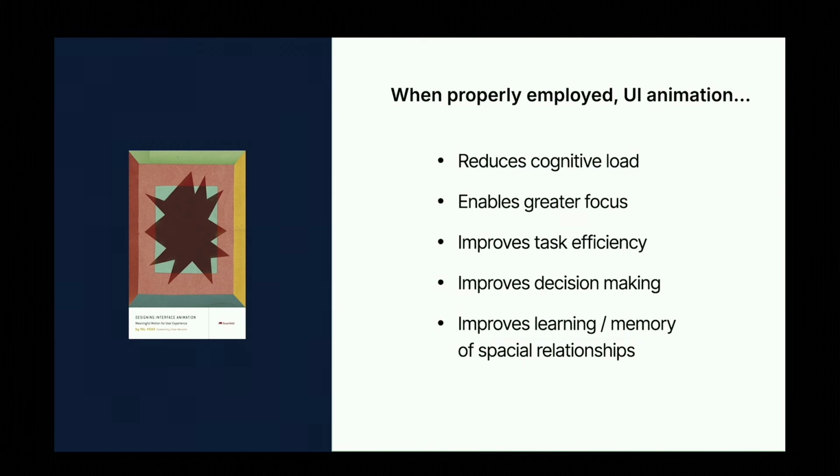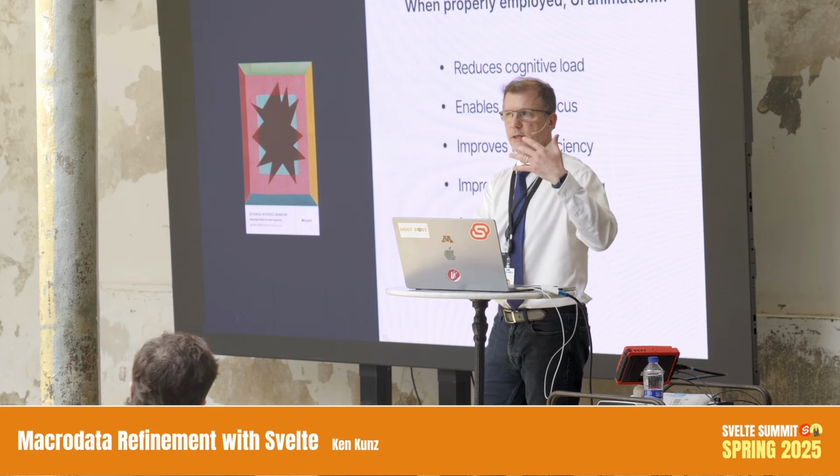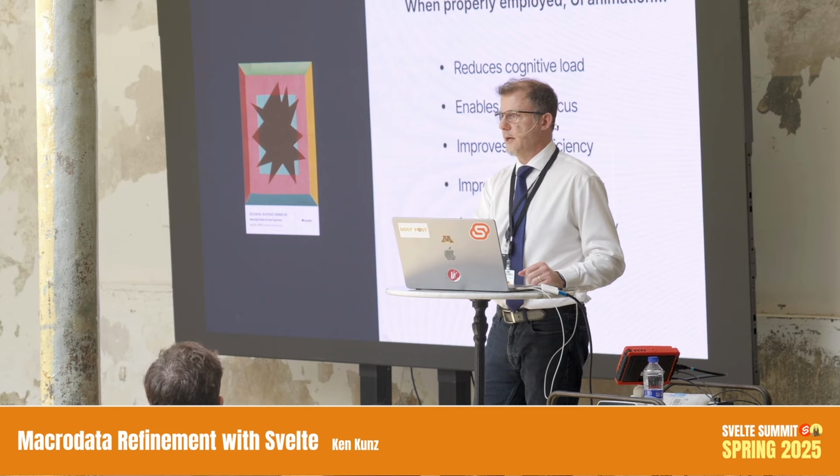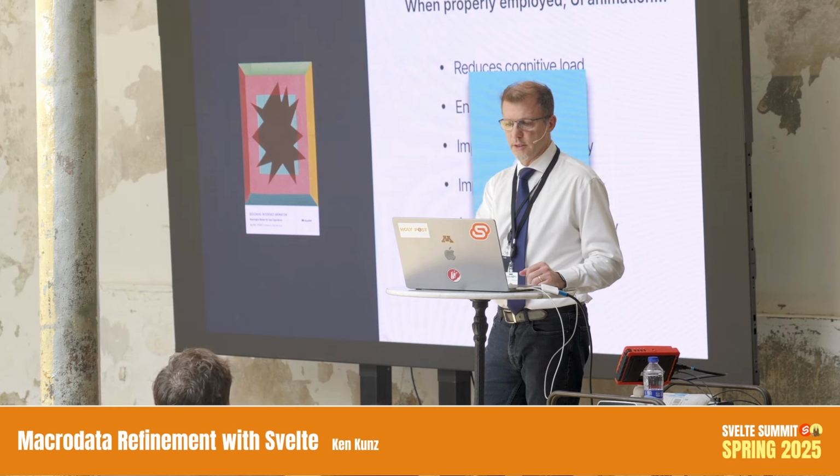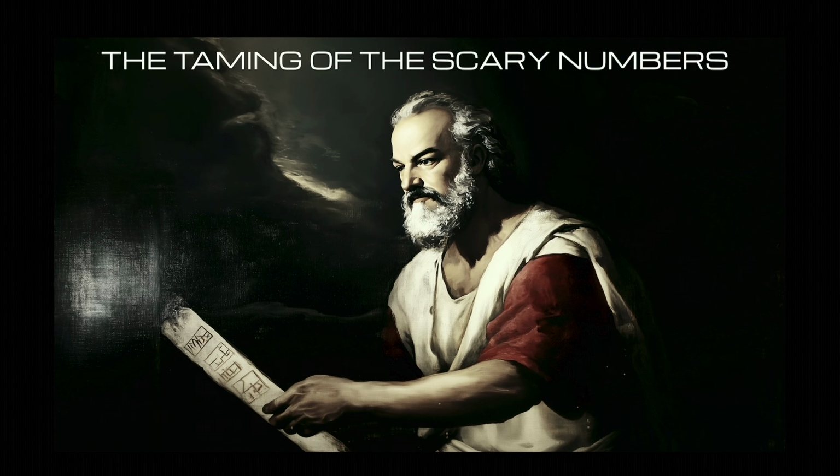So another way to think of this is if you're not intentionally doing these things in your UI design, you are increasing cognitive load, decreasing focus and task efficiency and decision-making, and making it more difficult to learn and remember spatial relationships. So I would encourage you to begin small, baby steps, to take more steps towards using animation design and animations and transitions within your UIs. The great thing is Svelte makes it easy, and we'll get to that in a moment.